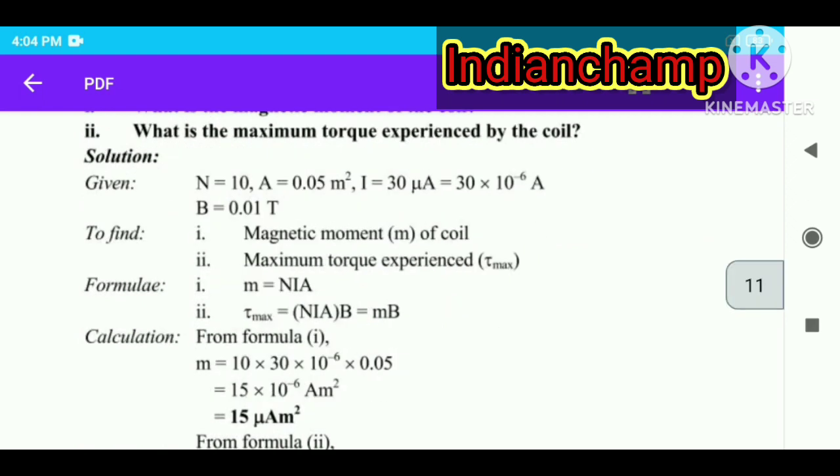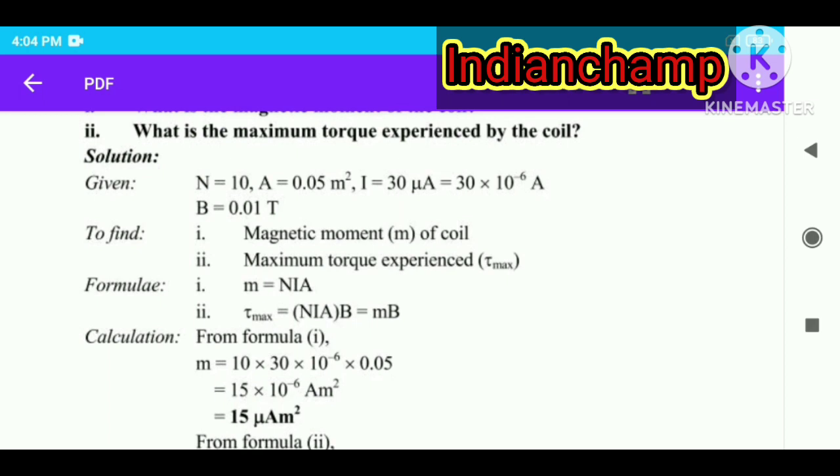Solution. Given: N equals 10, A equals 0.05 meter square, I equals 30 micro ampere equals 30 into 10 raised to minus 6 A, B equals 0.01 T. To find: first, magnetic moment m of the coil; second, maximum torque experienced tau max. Formulas: first, m equals NIA. Second, tau max equals NIAB equals mB.